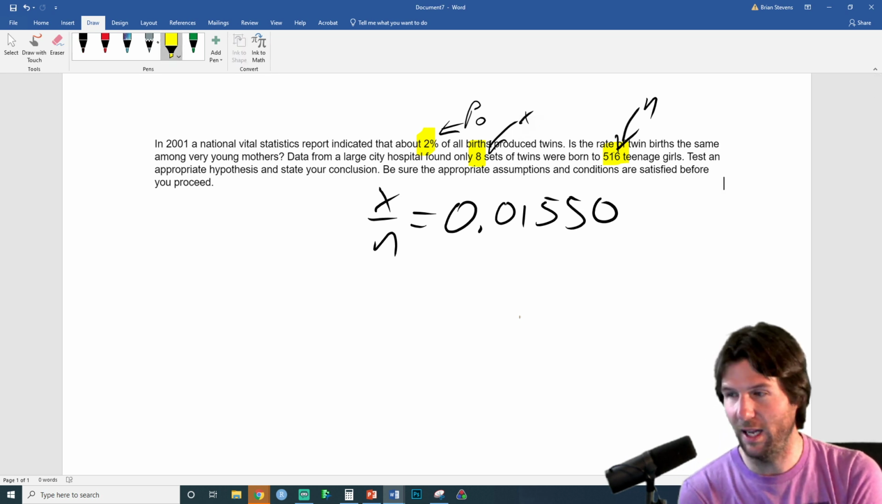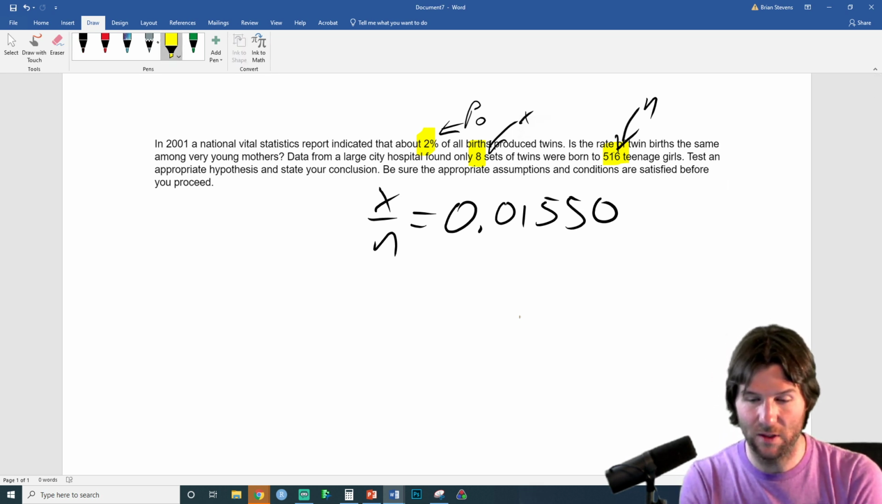Now, this one wants to test to see if it is the same. So we're seeing if it's the same. So that's big stuff right there.